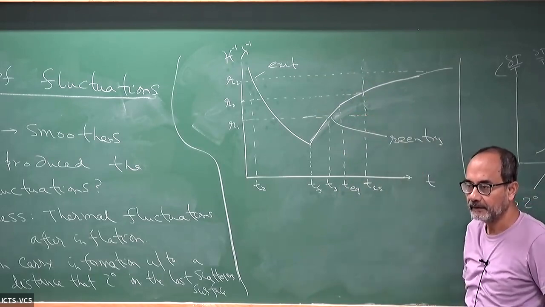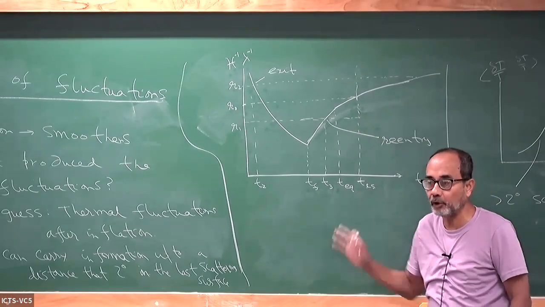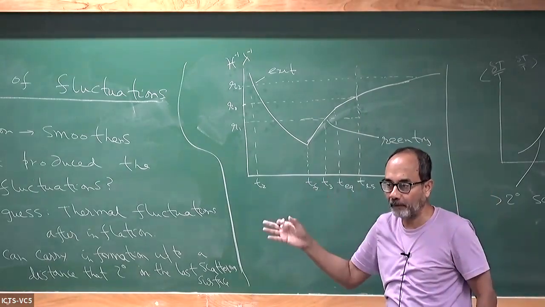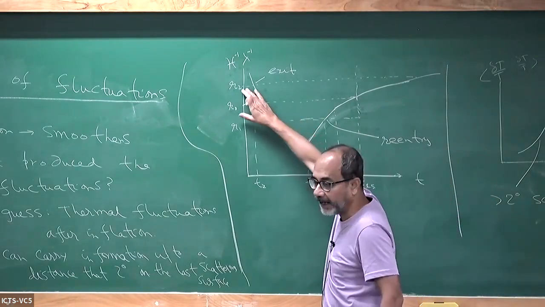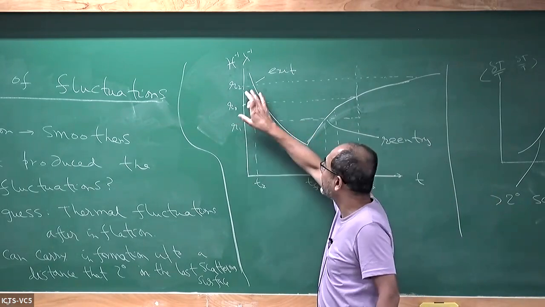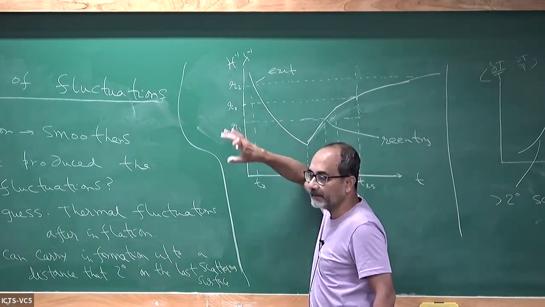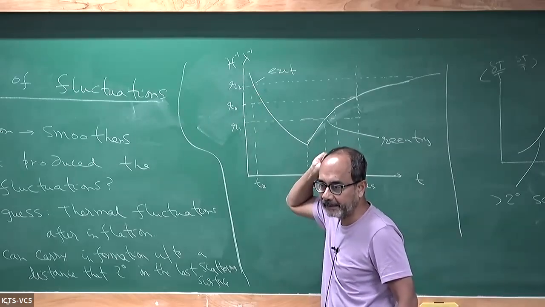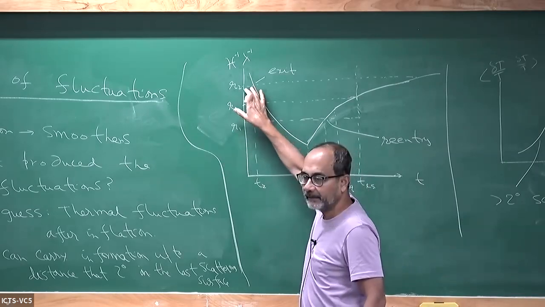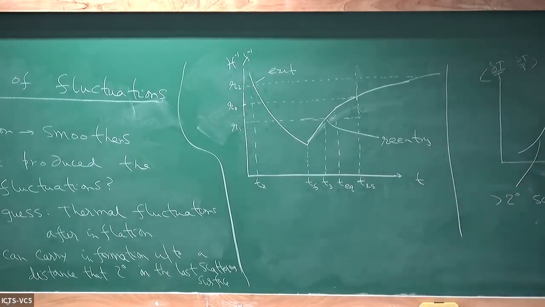Fluctuations are there outside 2 degrees. Inflation has no problem producing fluctuations outside 2 degrees, because even for R2, which is larger than 2 degrees, early enough the Hubble radius H inverse was bigger than R2. So in that period, the fluctuations could be produced. But the fluctuations greater than 2 degrees, are they not correlated?